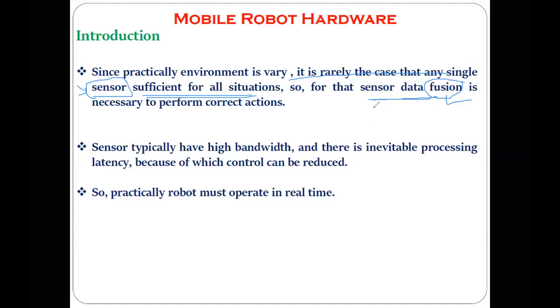So if the data is collected from more than one sensor, then the probability of correct action also increases. As we know, different kinds of sensors have high bandwidth. Even if we see any powerful sensors, there is always an inevitable processing latency. So what do you mean by processing latency? What is the meaning of processing latency?